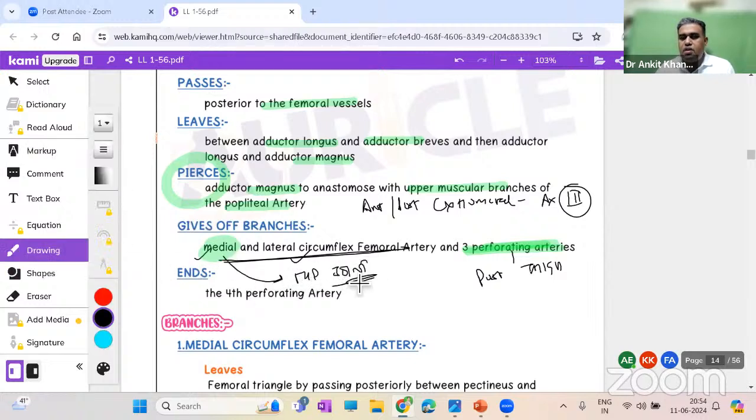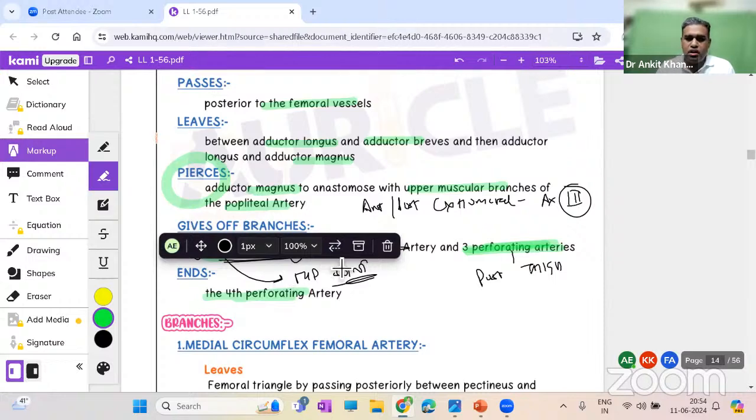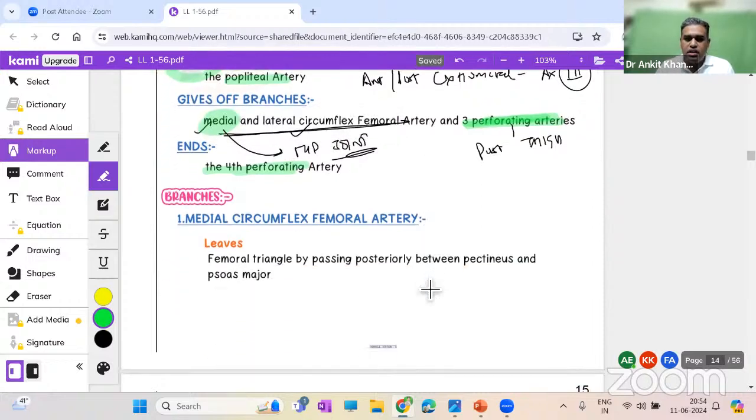So whenever you read about avascular necrosis of the hip joint, when there are intertrochanteric fractures or hip joint dislocation, the main artery that is damaged is the medial circumflex femoral. If this artery is damaged, there are very good chances that there will be avascular necrosis of the hip joint. Understand the importance, right? And finally, this profunda femoris will end as the fourth perforating artery. I hope you got the point I'm trying to convey over here.